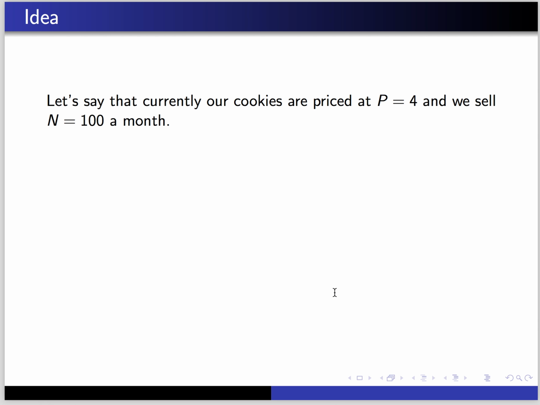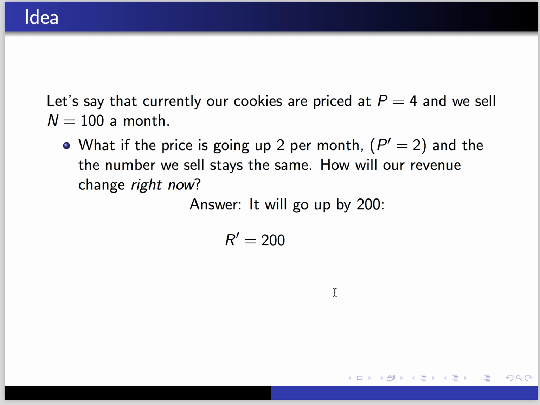Now, on the other hand, same situation, say we don't sell any more cookies, but we increase the price. Right? So let's say we still sell 100 cookies, but we increase the price by $2. Right? So if we increase the price by $2, well, I guess we're going to make $200 extra because we're selling 100 cookies, $2 more each month. That's going to bring in an extra $200 of revenue. Right?